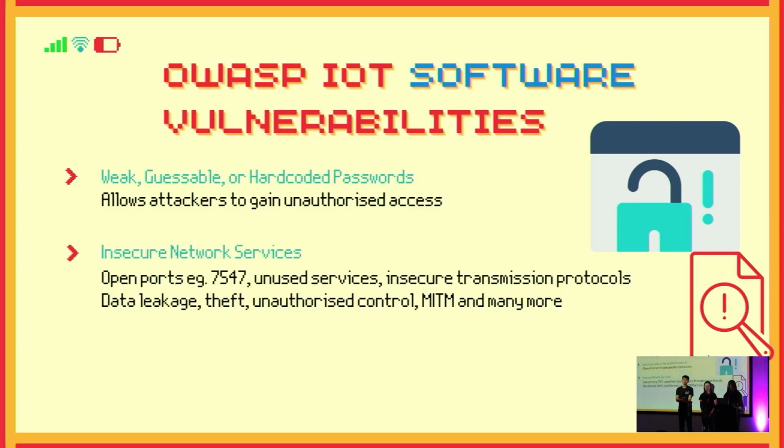Next is insecure network services. This includes things such as open ports that are open on the embedded device. Why am I talking about port 7547? You might not know what this port is used for. This is actually a port used by internet service providers to remotely access your router. You may not even know it's open, but attackers can use this to gain unauthorized access to your device remotely and then turn your embedded device into a botnet.